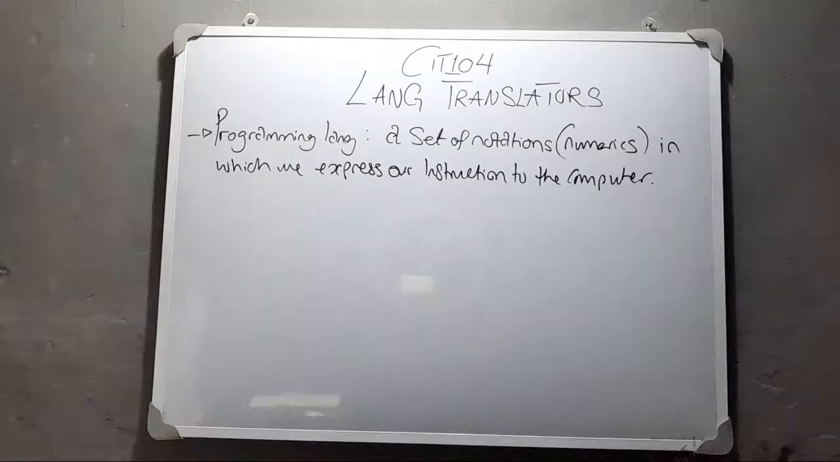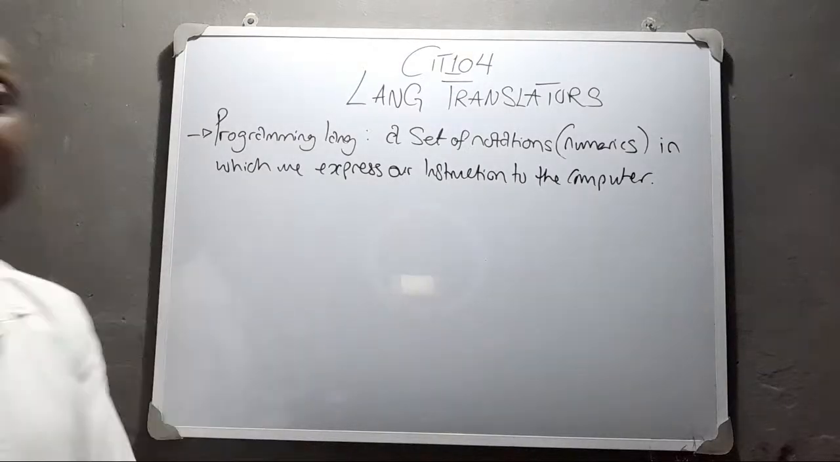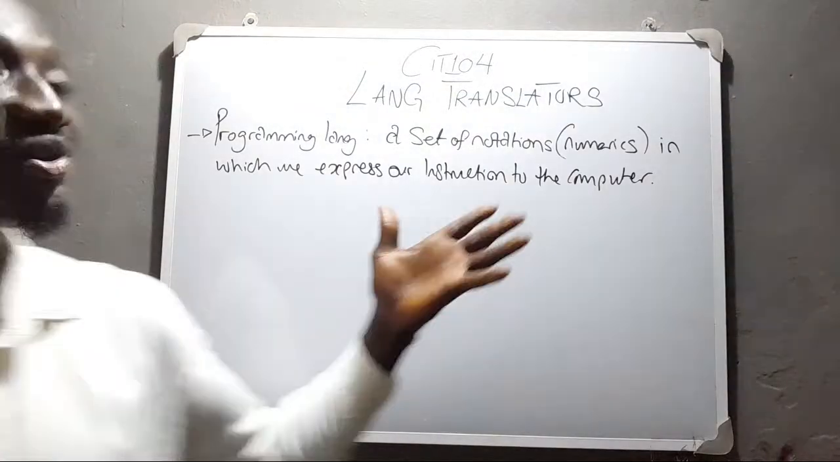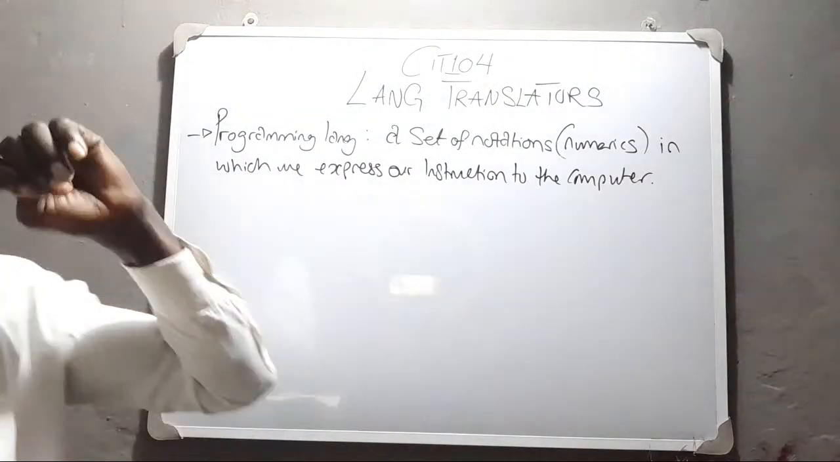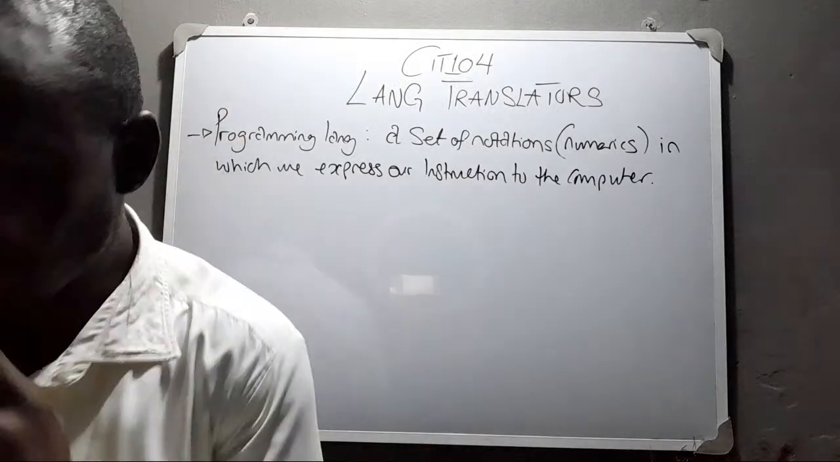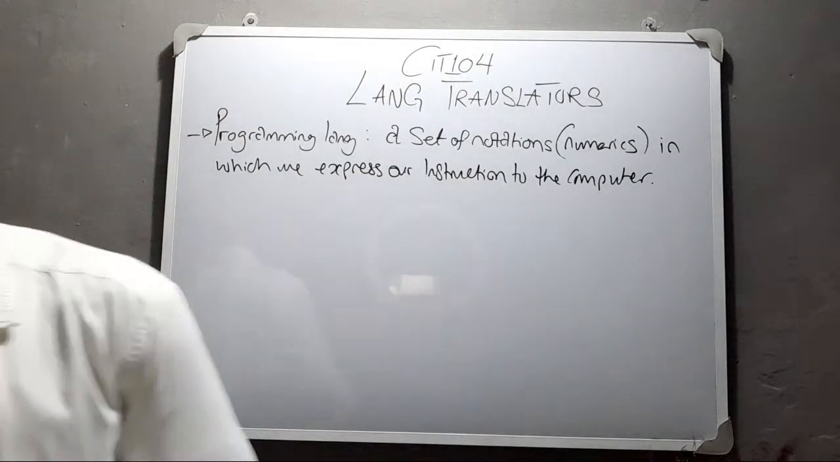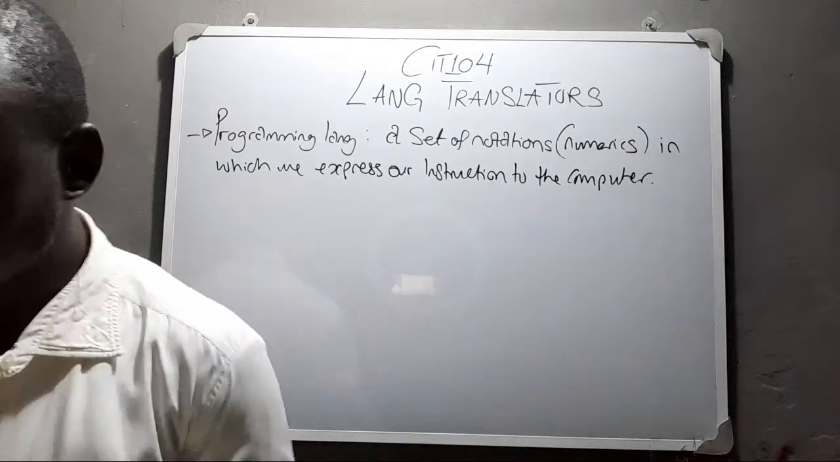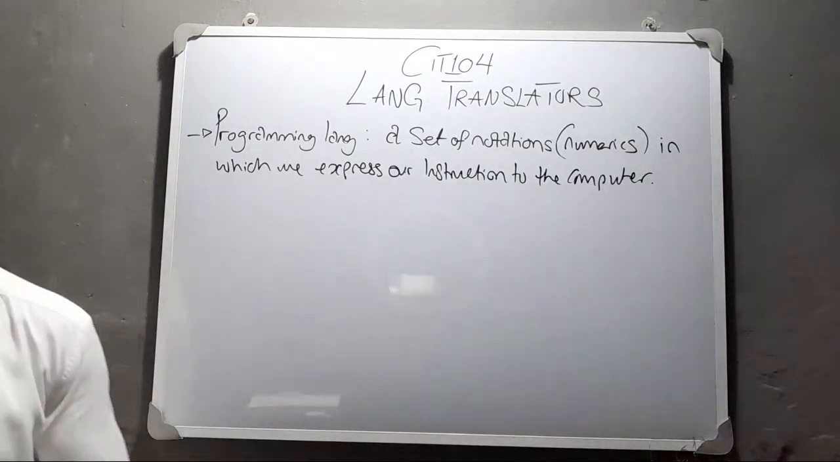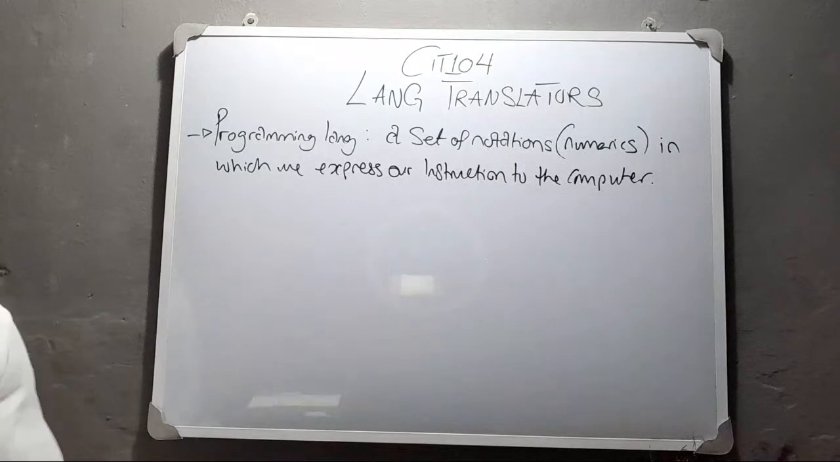Programming language, set of notation. So when you come across a question like "dash is said to be a set of notation in which we express our instruction to the computer," we're talking about computer language. Now, there are three classes of language translators. Are we together? There are three kinds of language translators.